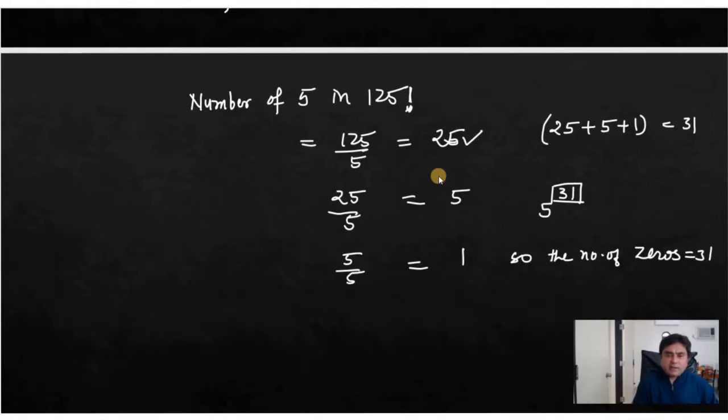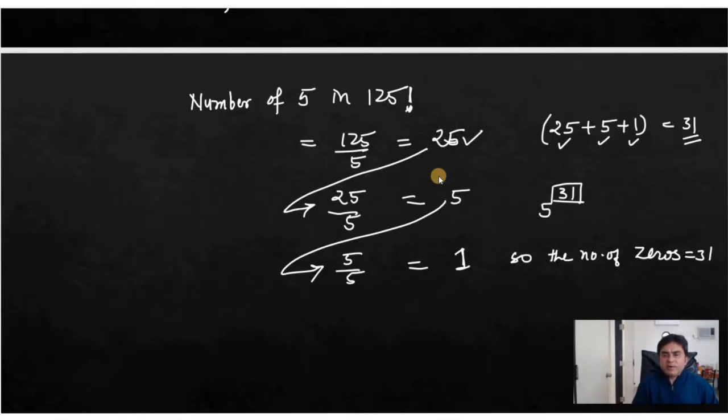Again this 25 you carry forward and divide by 5, so it will be 5. Again you take 5 and divide it by 5, it is 1. Now the answers that we get are 25, 5 and 1. So that is 31, so 5 to the power 31. So the number of zeros is 31 in 125 factorial.